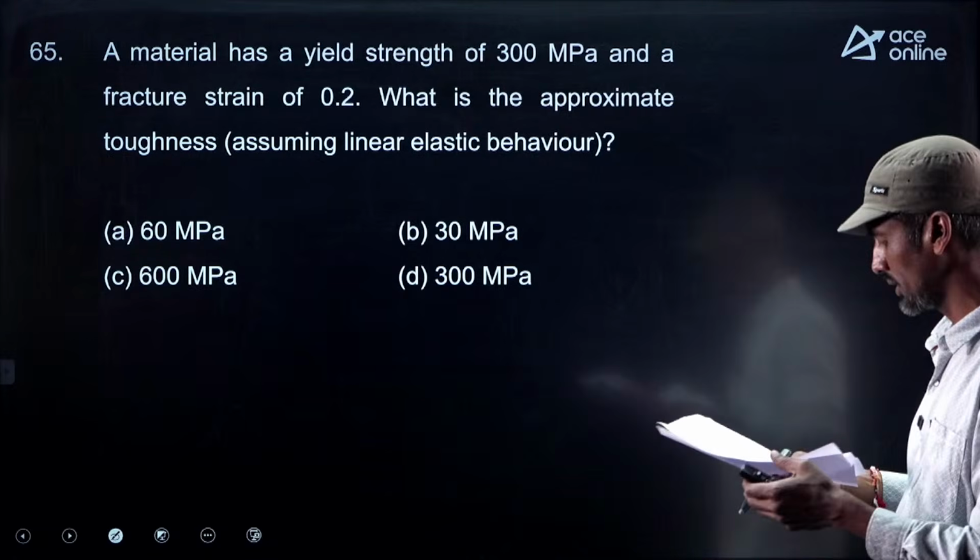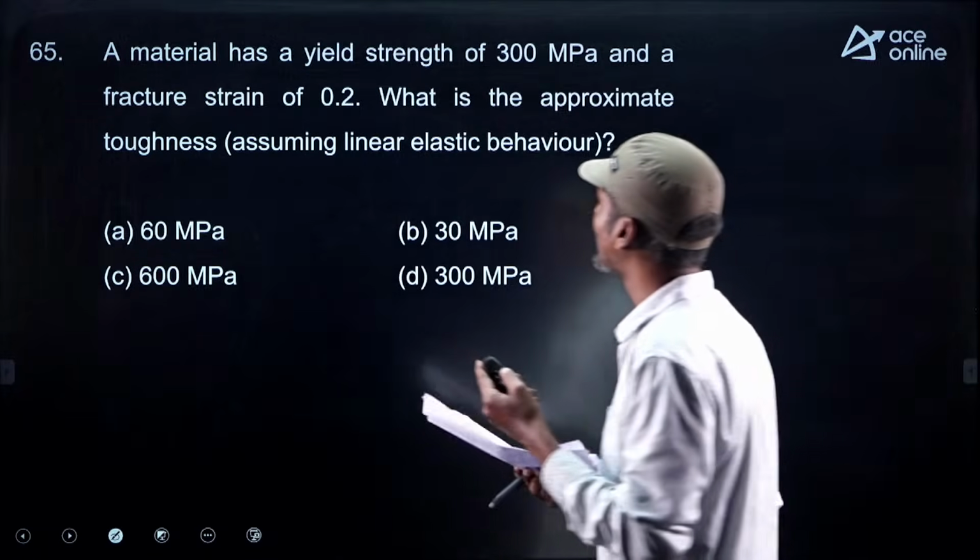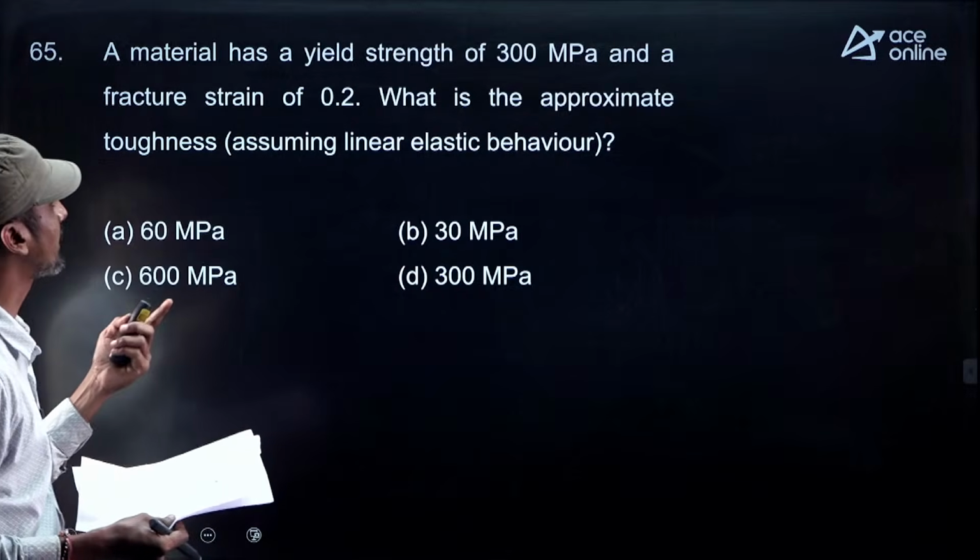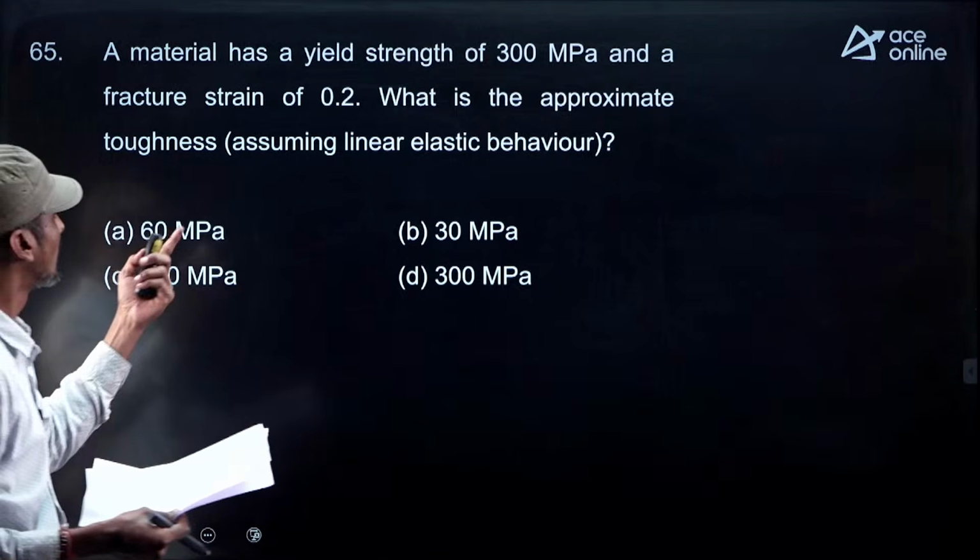Further, if we move on to the next question, we have a metal with a yield strength of 300 MPa and a fracture strain given as 0.2.